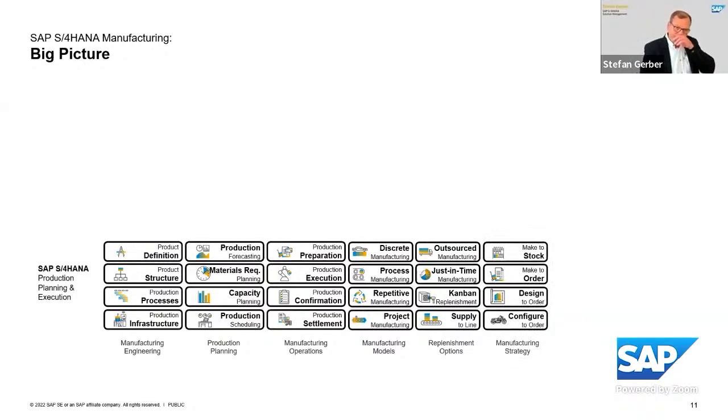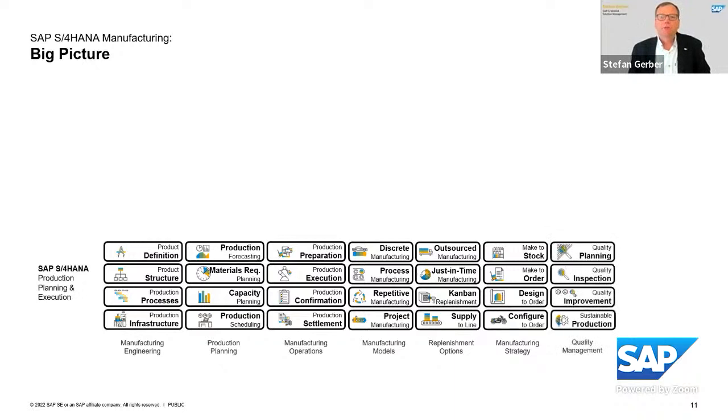Different strategies about from make to stock, make to order, design to order, engineer to order, assemble to order. All these are controlled via strategy part of it. And our quality management system is also embedded in the manufacturing processes, part on the quality planning, but also in inspection during production and at the end of the production, but also inspection of components when they come in from supplier. And the important part as well, the quality improvement.